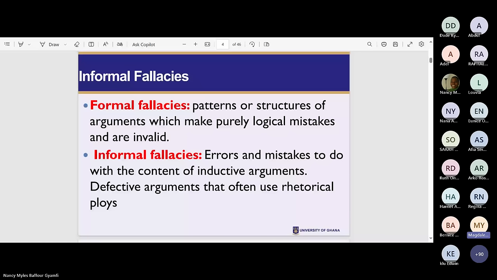Informal fallacies. Errors and mistakes to do with the content of inductive arguments. Defective arguments that often are used as rhetorical ploys.